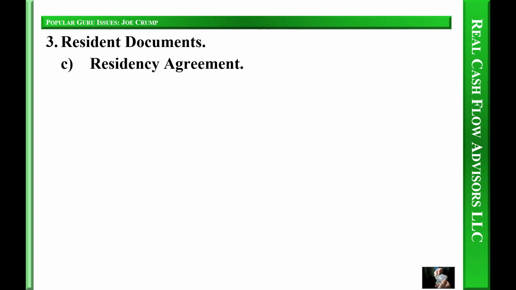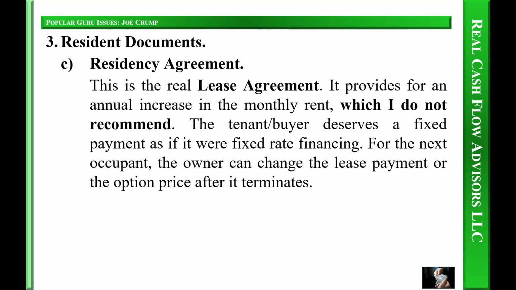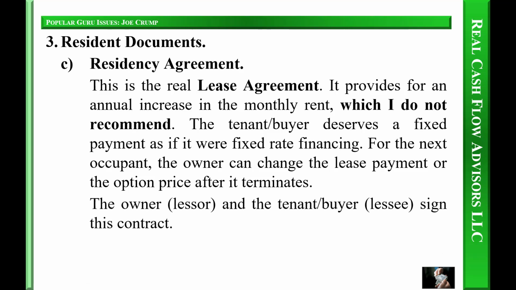C, Residency Agreement. This is the real lease agreement. It provides for an annual increase in the monthly rent, which I do not recommend. The tenant buyer deserves a fixed payment as if it were fixed rate financing. For the next occupant, the owner can change the lease payment or the option price after it terminates. The owner, the lessor, and the tenant buyer, the lessee, sign this contract.